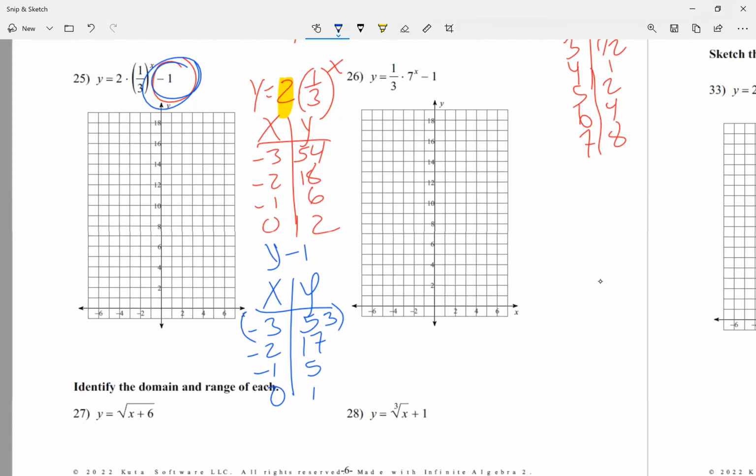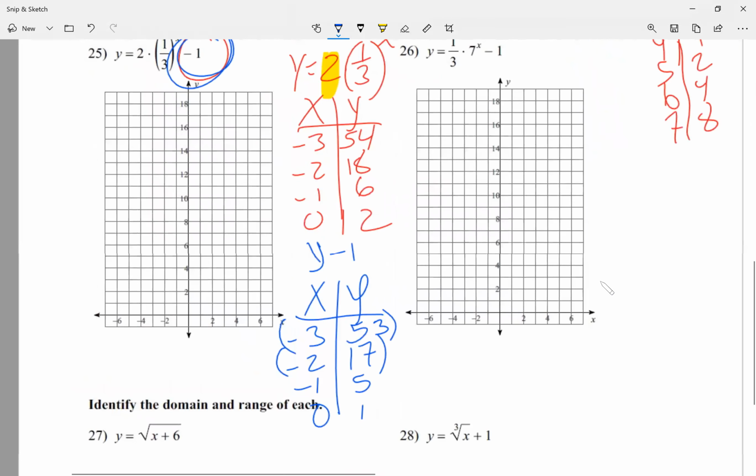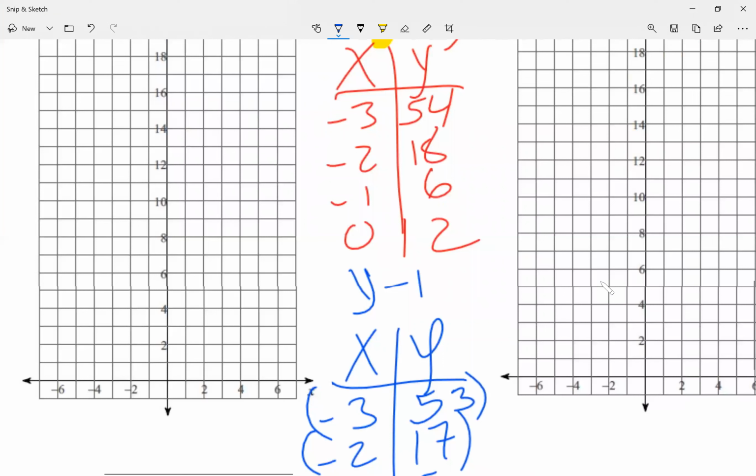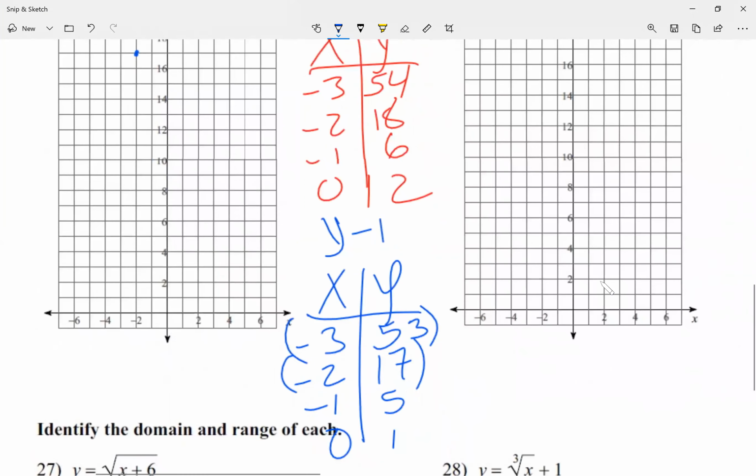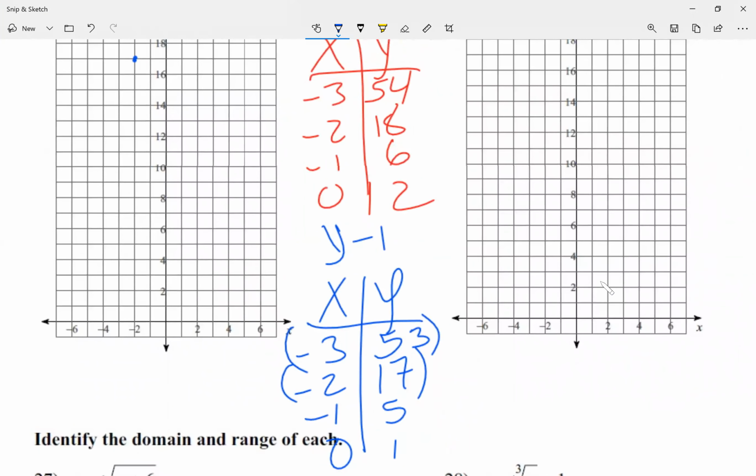-3, 53, yeah, that's off the chart. I'm not going to be able to graph that one. -2, 17. Okay, that one I can graph. It's right there. -1, 5. We also have 0, 1.